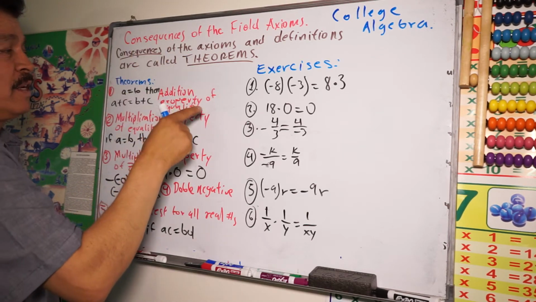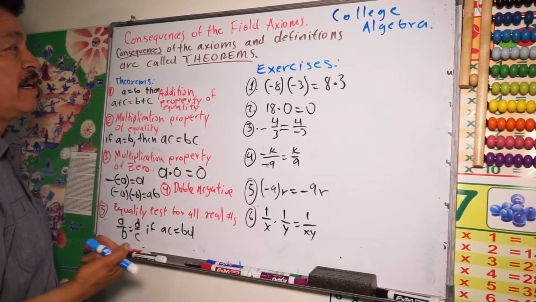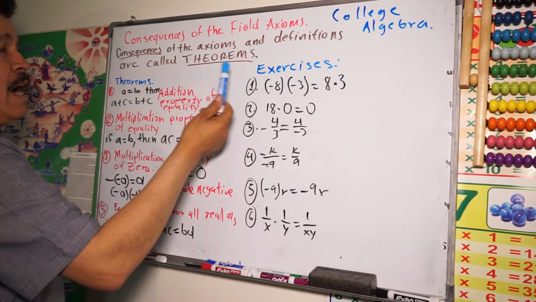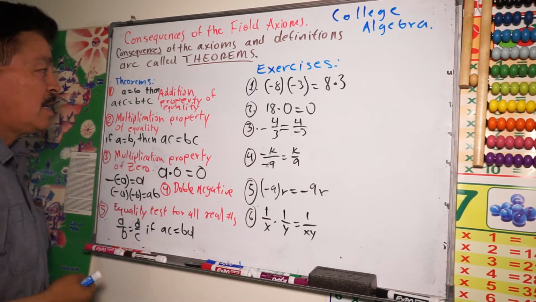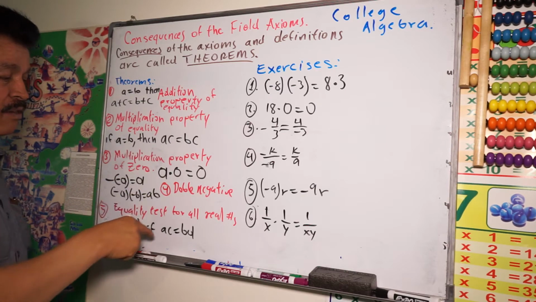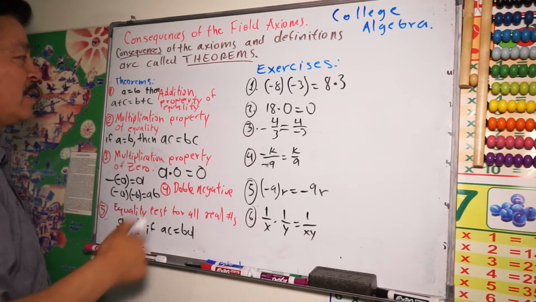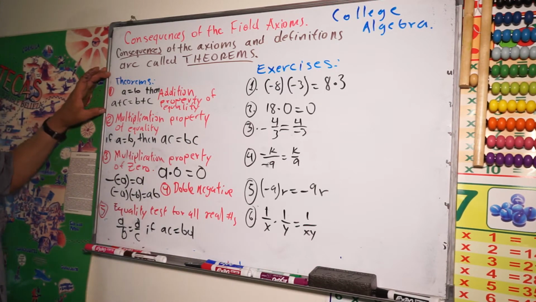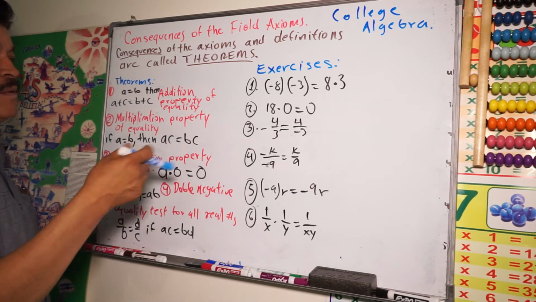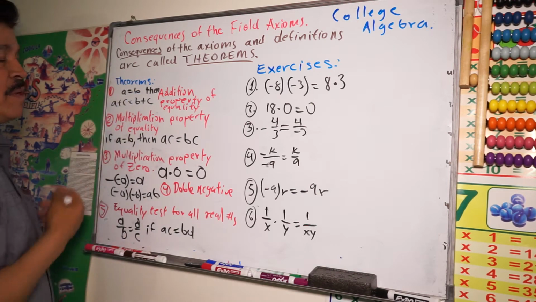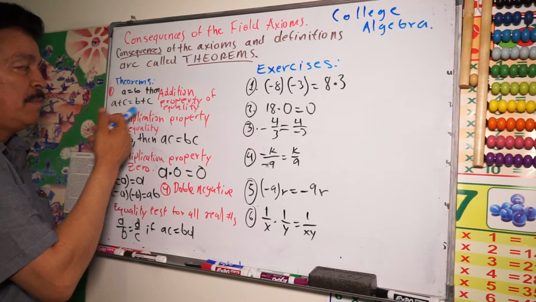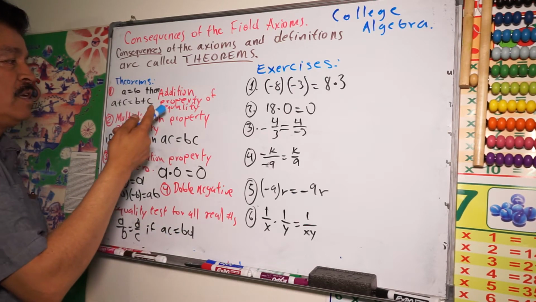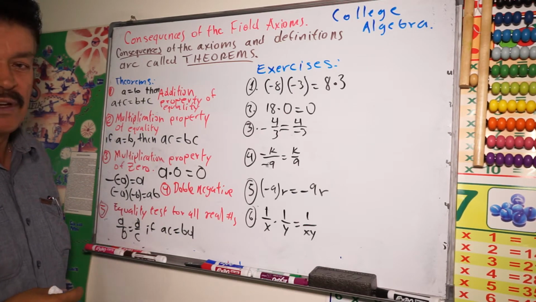Remember, last time we learned the meaning of axioms, and definitions are called theorems. So the theorems are all of these. For the real numbers, we have one theorem, for example: for all real numbers a, b, c, when a equals b, then a plus c is going to be b plus c. This is called the addition property of equality.